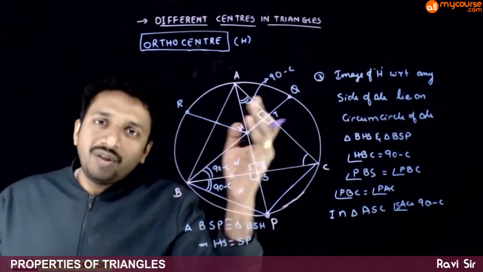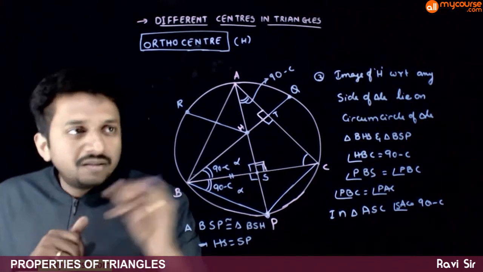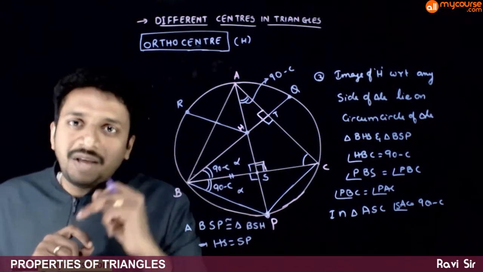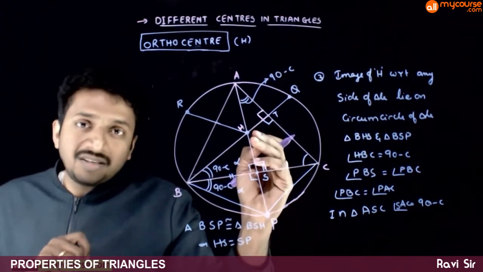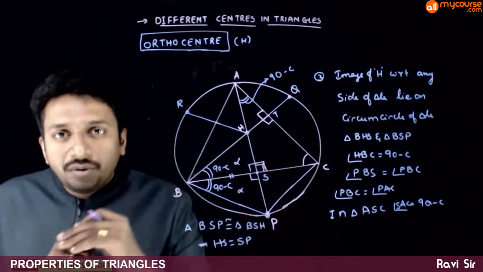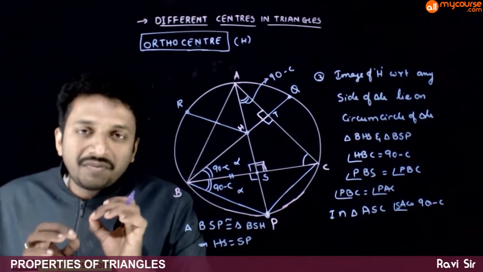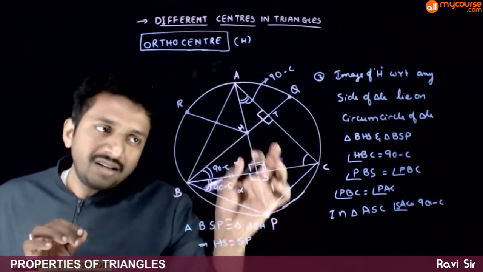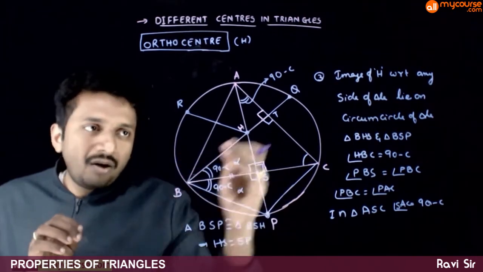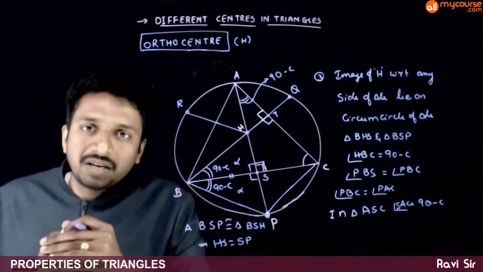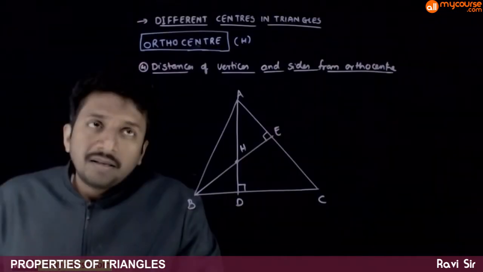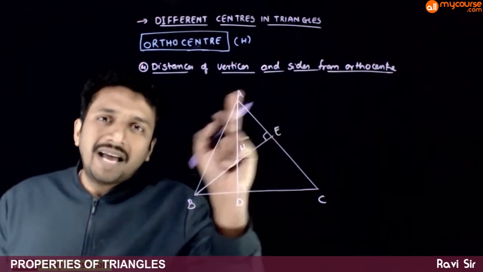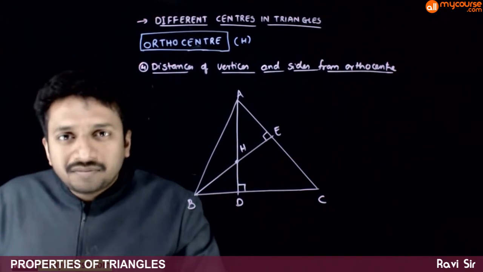Similarly, you can prove the other conditions also. So we can prove that the image of H about AB will be R and the image of H about AC will be equal to Q. So this is a very important property. The image of the orthocenter about any side of a triangle always lies on the circumcircle of the triangle. Let us try to calculate the distances of the vertices and the sides from the orthocenter.